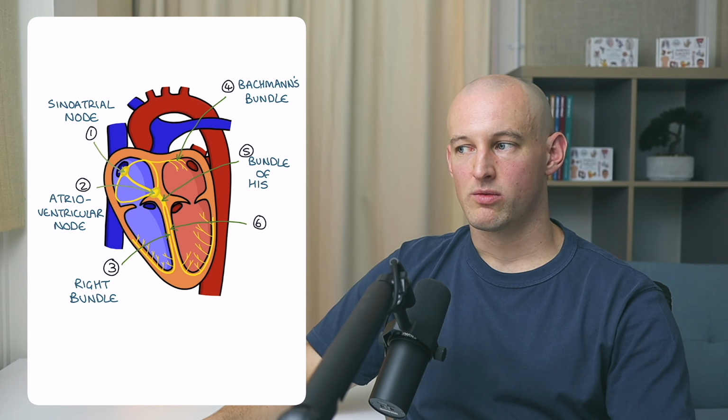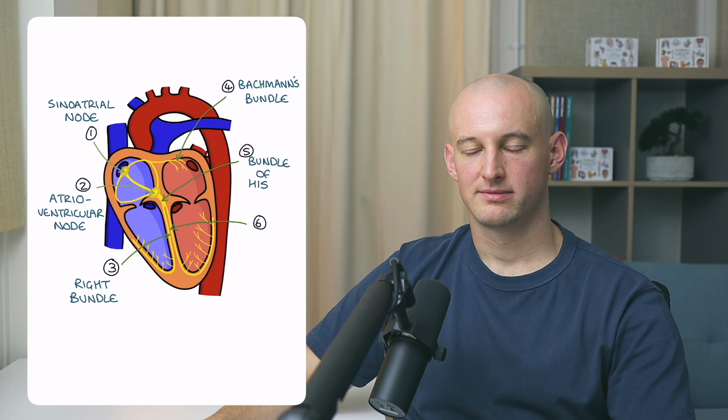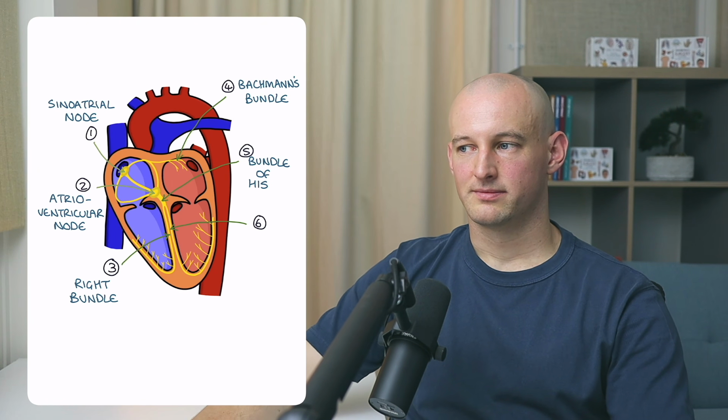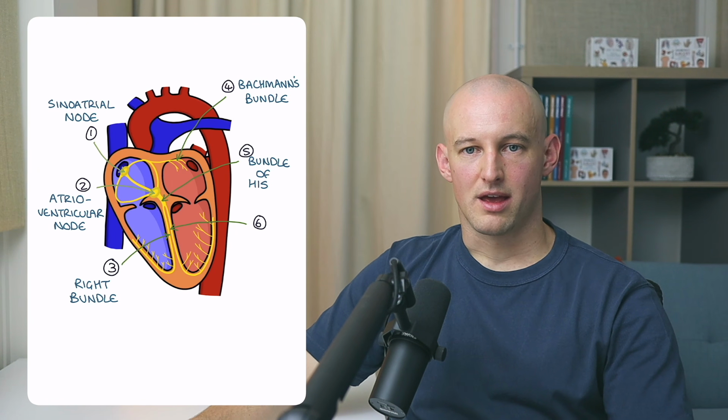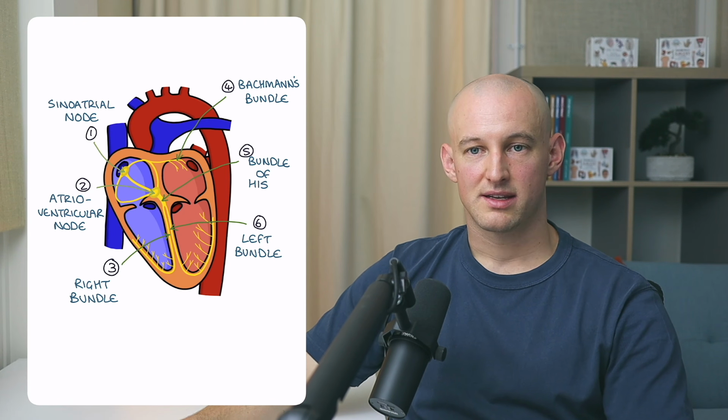Question 6. What is the name for this electrical wiring that takes the signal to the left ventricle? Hopefully a nice easy one. This is the left bundle. Okay, let's look at different parts of the ECG. What's this? Question 7 is, what's this first bump on the ECG? This is the P wave.